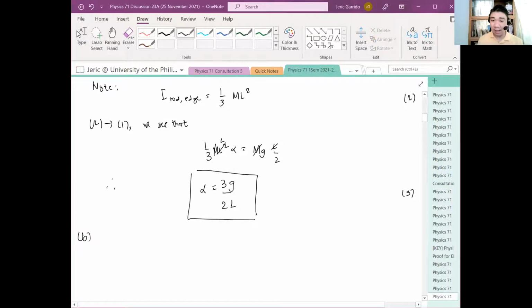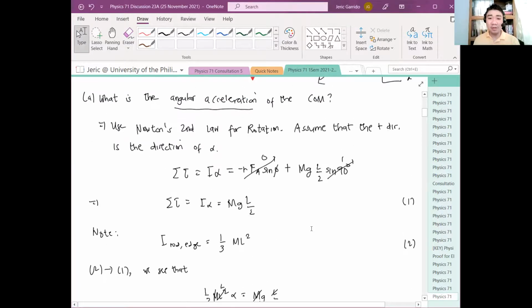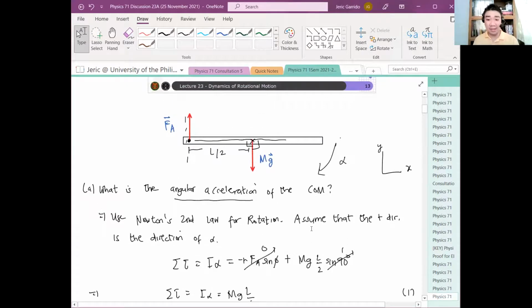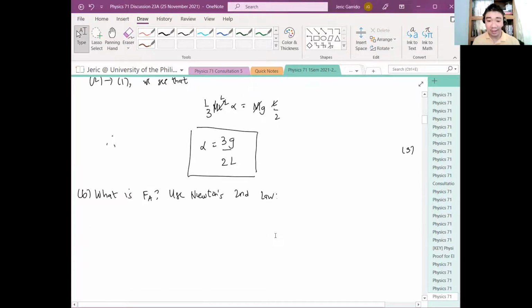Now, letter B. Ang tinatanong is what is FA? What is the magnitude of the force exerted by the pivot on the rod? Now, we have used already our torque relations and wala tayong mapapala dyan kung gagamitin mo yan sa pagsosolve ng FA kasi namamatay lang naman yung torque due to FA. So instead of using that, we will use Newton's second law. So if we use Newton's second law, anong mangyayari?